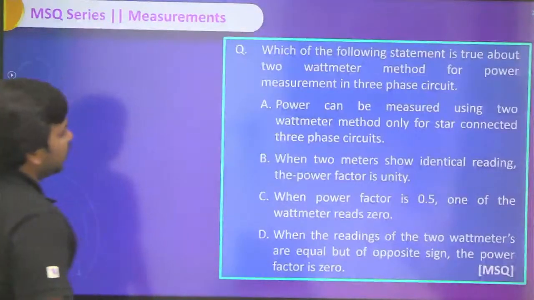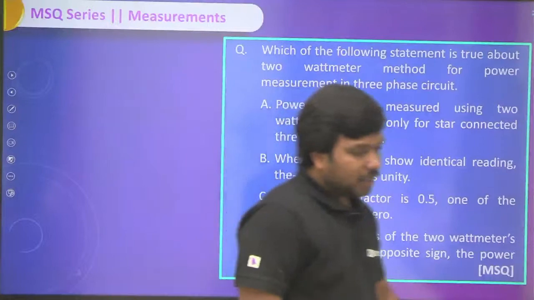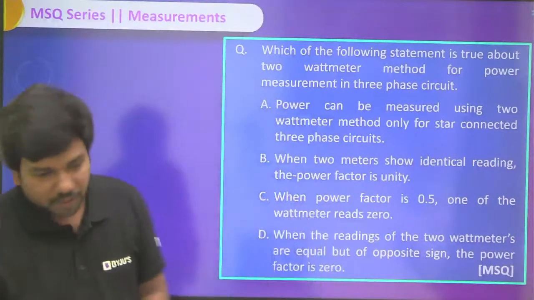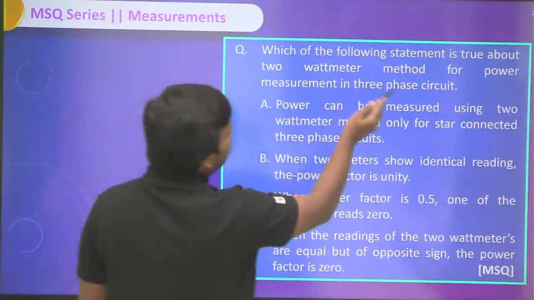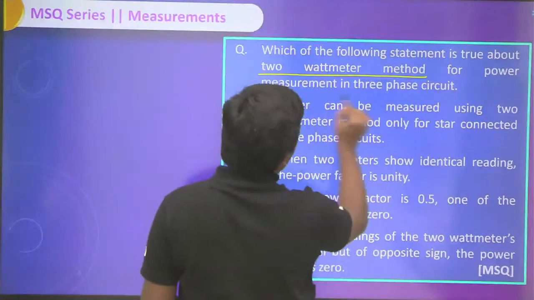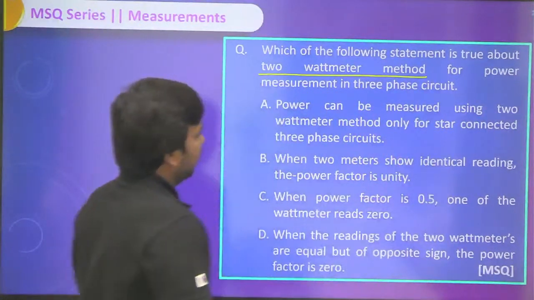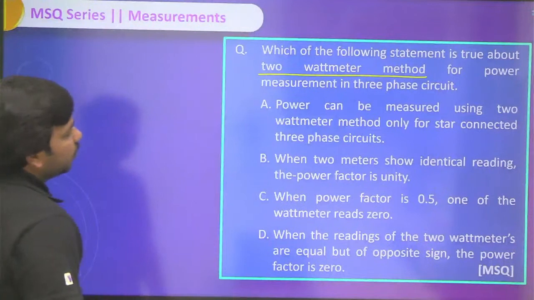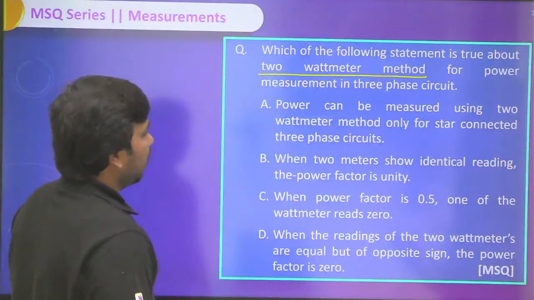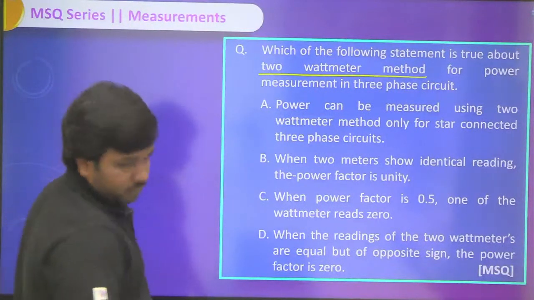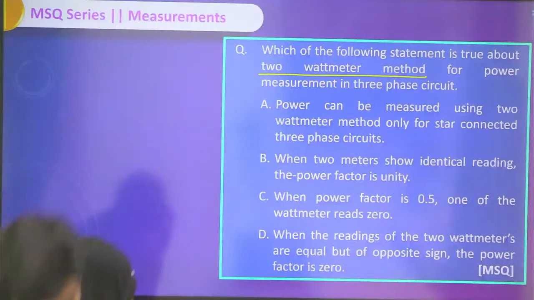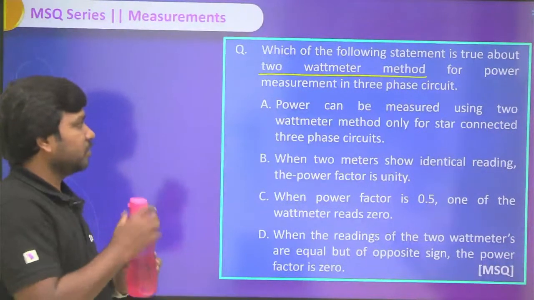Let me quickly go to the next question, and I will give some time, at least 1 or 2 minutes. All of you please take it seriously and let me know the answer here. Which of the following statements is true about the 2 wattmeter method for measurement of power in a 3-phase circuit? Power can be measured using the 2 wattmeter method only for star connected 3-phase circuits. Yes or no? Option A. Please look at this question and tell me whether the first option is correct or not.